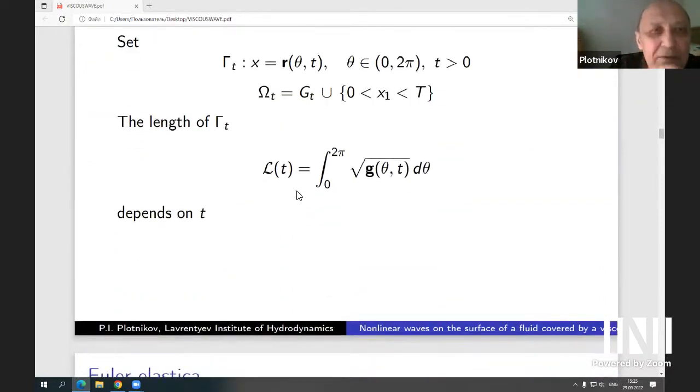Now we consider periodic solutions. Therefore, it is reasonable to introduce a new notation for the arc gamma t, which is just one period of the free surface, and the corresponding one period of the flow domain like this.